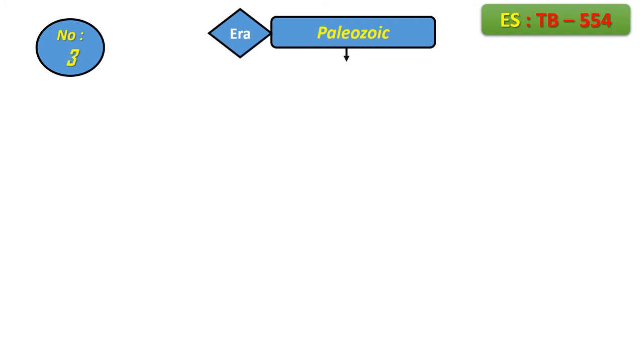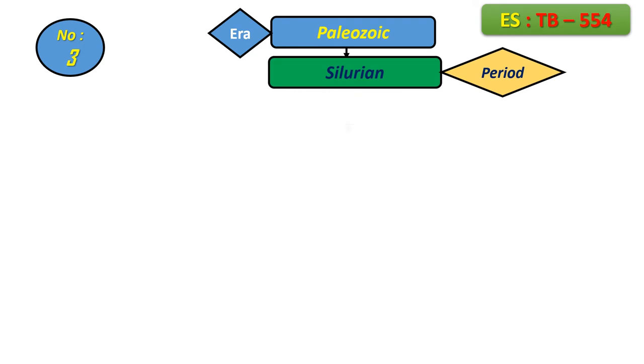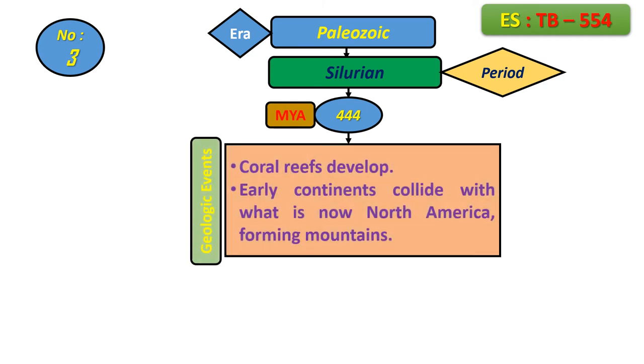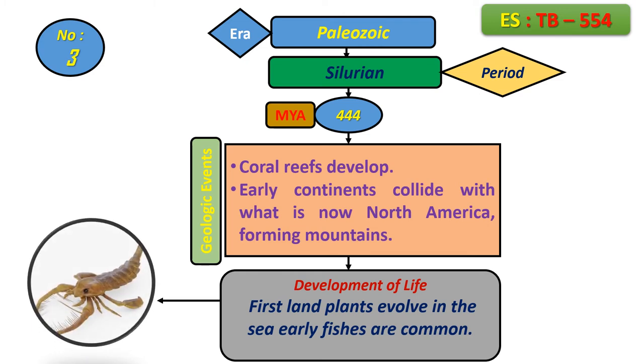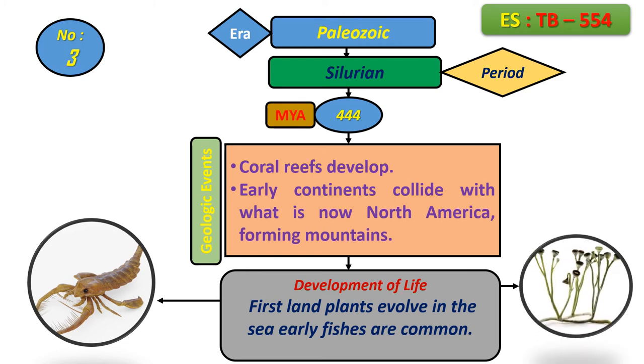In the Paleozoic era, the third period is the Silurian period, around 444 million years ago. Main geologic events: coral reefs develop. Early continents collide with what is now North America, forming mountains. Development of life: first land plants evolve in the sea. Early fishes are common. Look at the diagram: sea scorpion and early plants in the Silurian period.